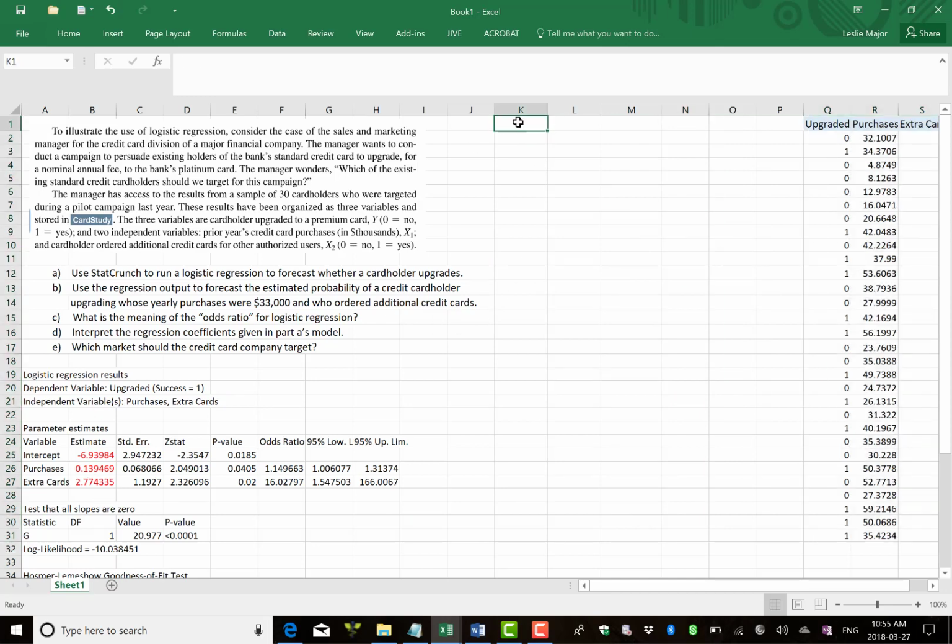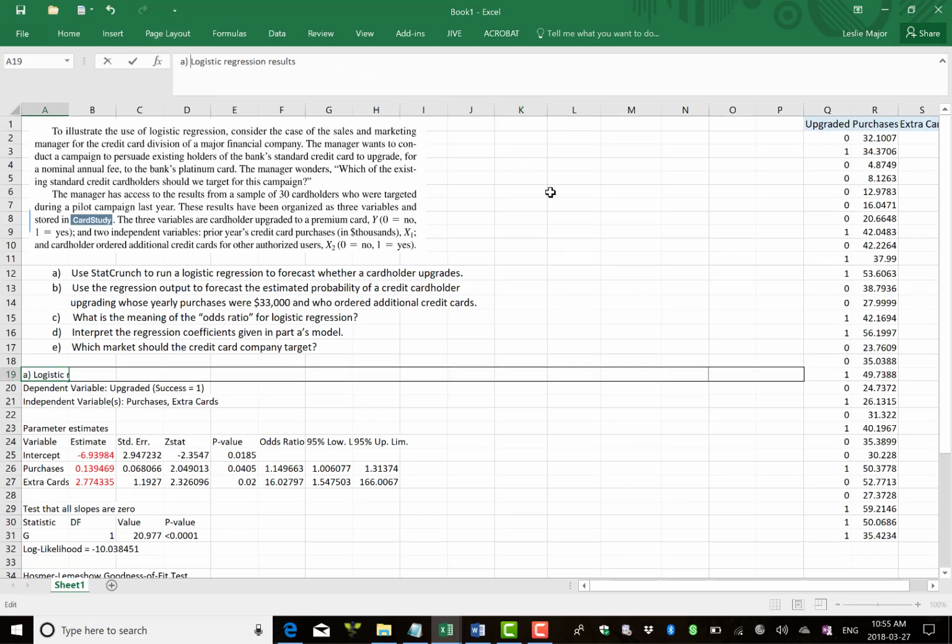Once I've run this regression, now to do my forecasting, there's a couple steps I need to do. So I've run this logistic regression. That's part A of my example here. Part B, I'm going to do a forecast. So forecast the probability of someone upgrading if yes, they have extra cards and they spend $33,000 in purchases in the year.